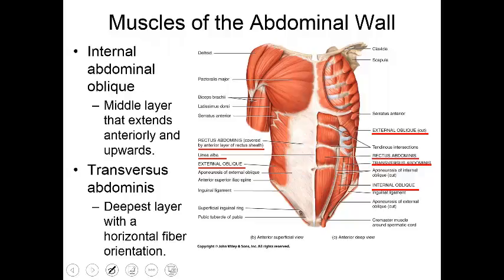So we talked about the internal obliques, we talked about the transversus abdominis. Now the obliques help extend the abdominal cavity anterior and upwards, and posterior and inwards.